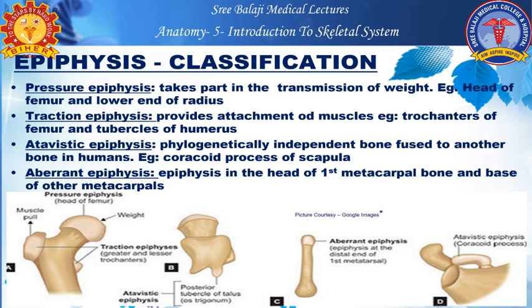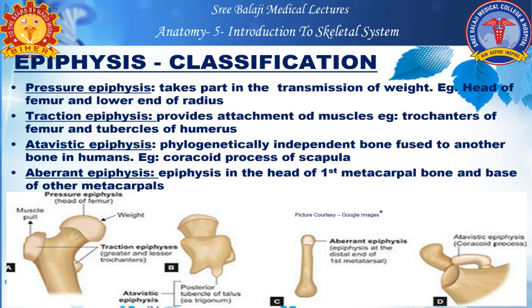The third type is called the atavistic epiphysis. Atavistic epiphysis has an evolutionary significance. These epiphyses are separate bones in lower animals, but in humans they do not have a separate function, so they join with a near bone which is nearer to them. This is called an atavistic epiphysis. Example is coracoid process of the scapula.